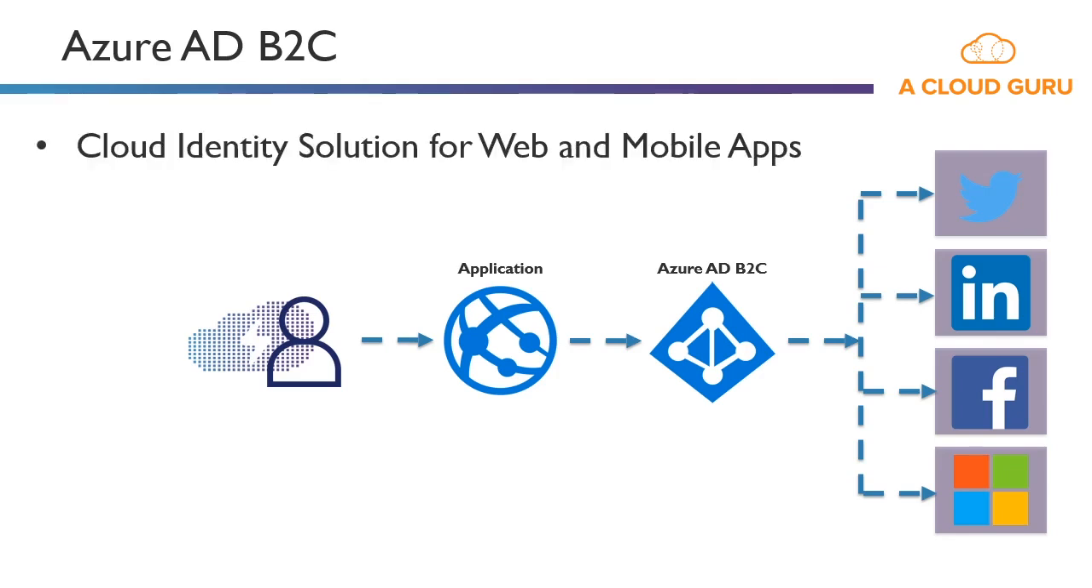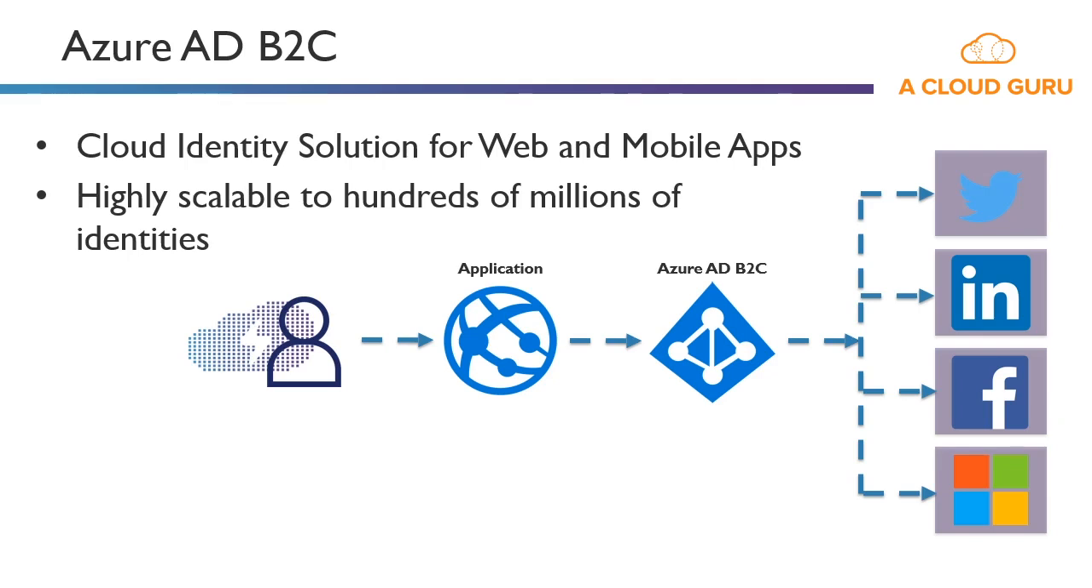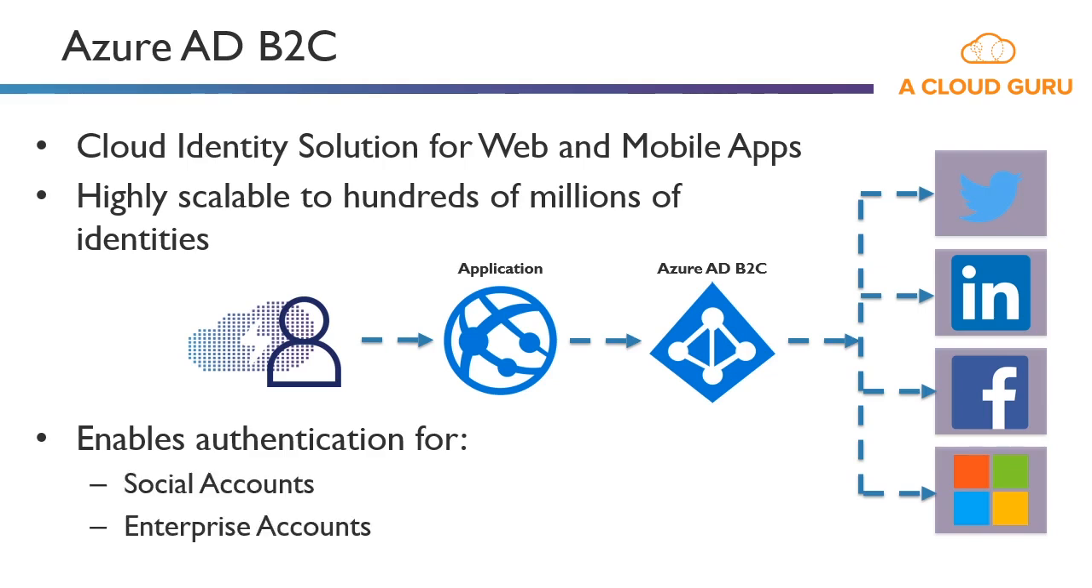It's a cloud identity solution built for web and mobile applications, and it's highly scalable to hundreds of millions of identities. It works by enabling authentication for social accounts and enterprise accounts. And so you can bring those accounts into Azure AD B2C and then associate them with your application.